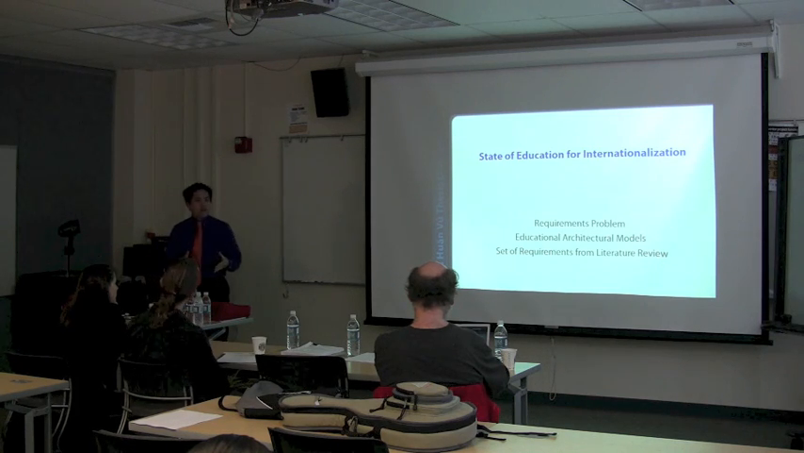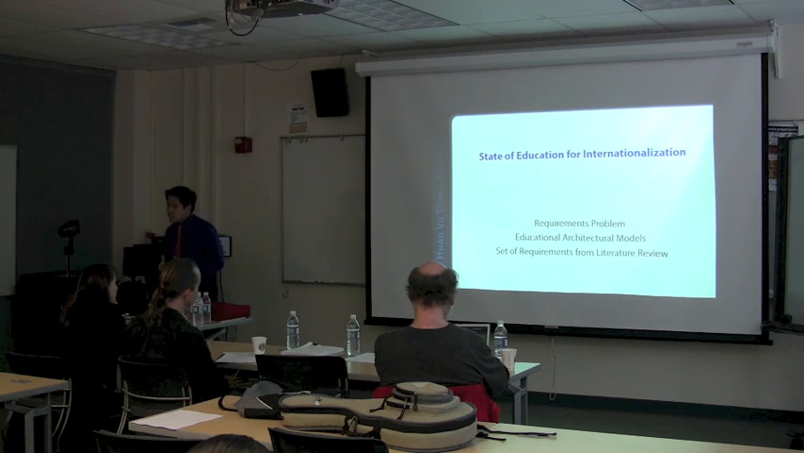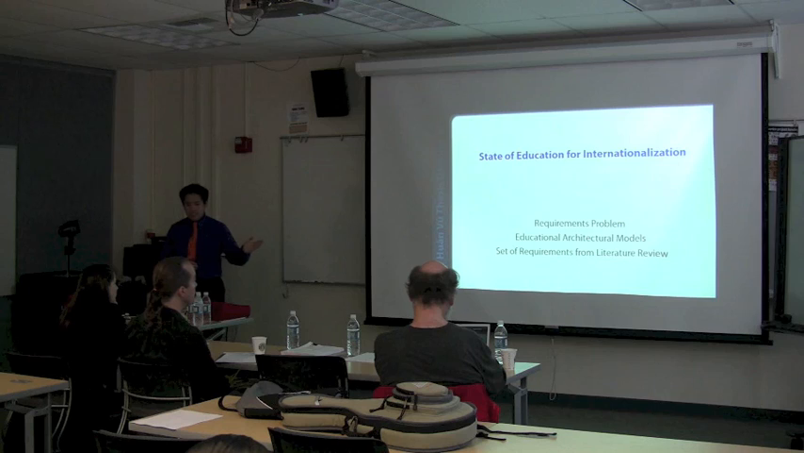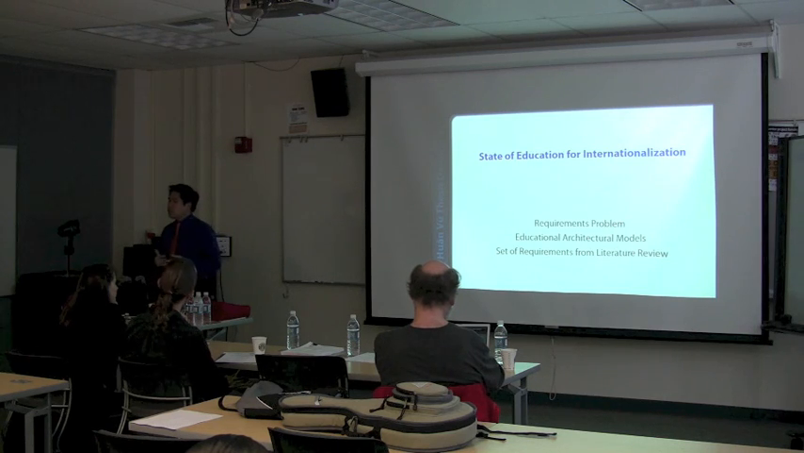Now, to develop such a framework, the most important key for the literature review is determining what is the state of education for software internationalization. There are 3 key ideas. How the state of education is viewed in the context of a requirements problem. How the state of education can be facilitated by the educational architectural models, and how the state can be broken down to a set of requirements from the literature review.